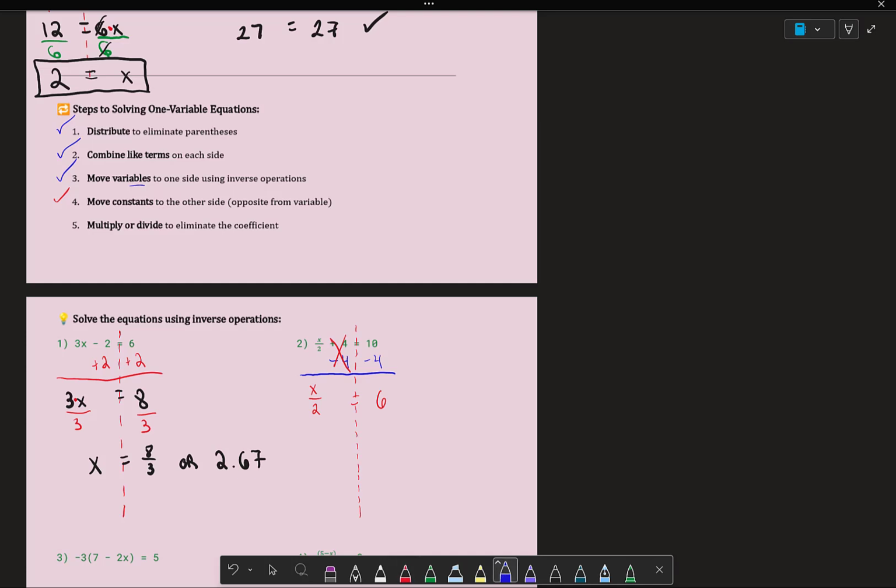Step 5, multiply or divide to eliminate the coefficient. So in this problem, we are dividing x by 2. So we need to do the inverse operation and multiply both sides by 2. So we're going to multiply this numerator by 2. So this gives us 2x, 2 multiplied by x divided by 2 equals 12. Well, what is 2 divided by 2? It's just 1. And of course, we don't need to write the 1. There's our answer. x equals 12.